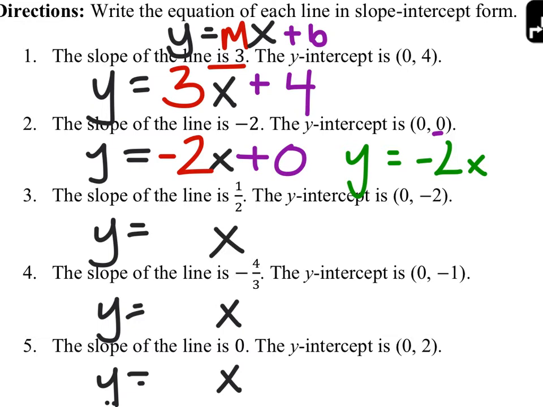Alright, number 3. Can someone tell me the equation for these? Yeah, y equals 1/2 x minus 2. That is correct. So slope is 1/2, y-intercept -2. The next one, tell me what it is. y equals -4/3 x minus 1. Yeah, same thing. Okay, what is it? y equals -4/3 x minus 1.